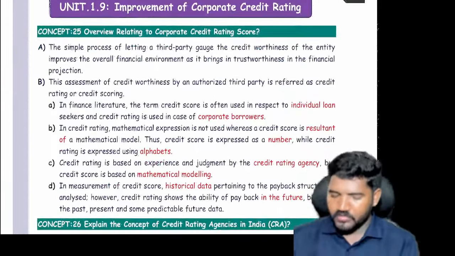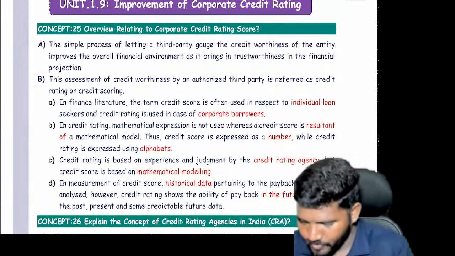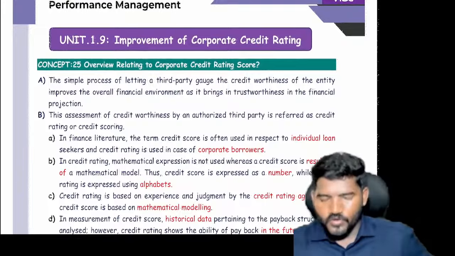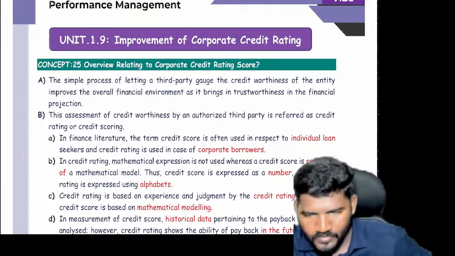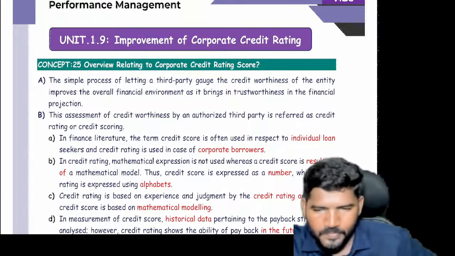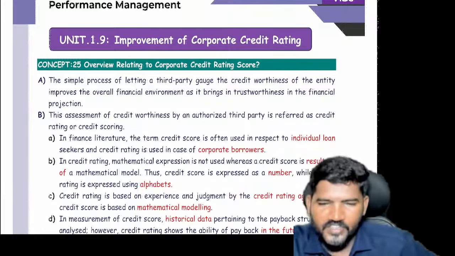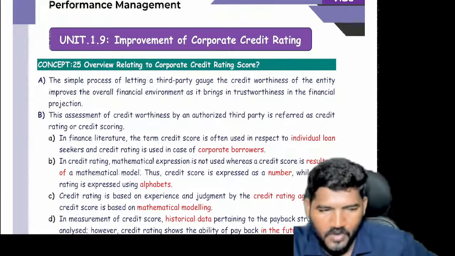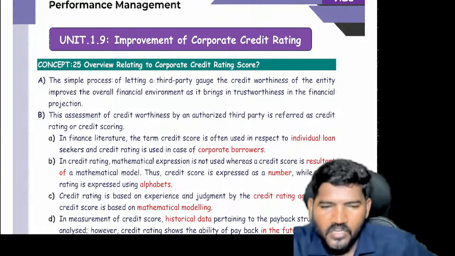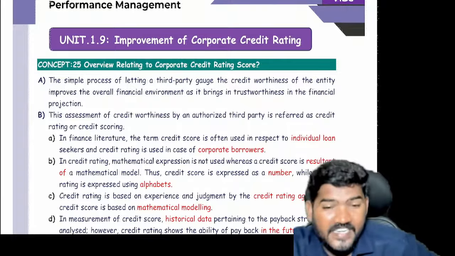Now, in 1.9, improvement of corporate rating is not that important, so you can just take an understanding of this. Every student knows the CIBIL score because you are all using credit cards, right? There is a CIBIL score for individual purposes, for knowing the creditworthiness of a person. For every bank, they check how capable he is of repayment. That checking they use is the CIBIL score, called credit rating. It is also known as credit score for an individual.